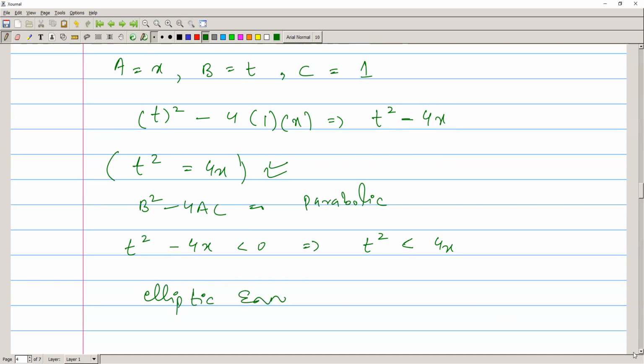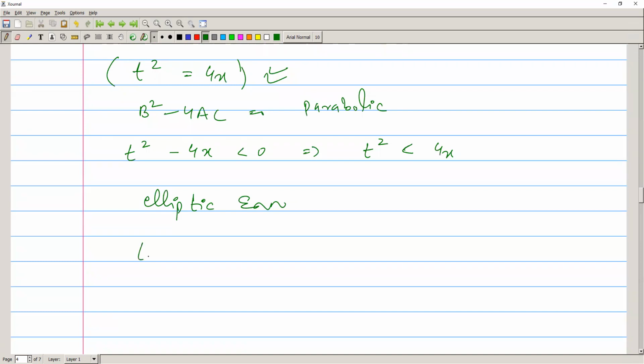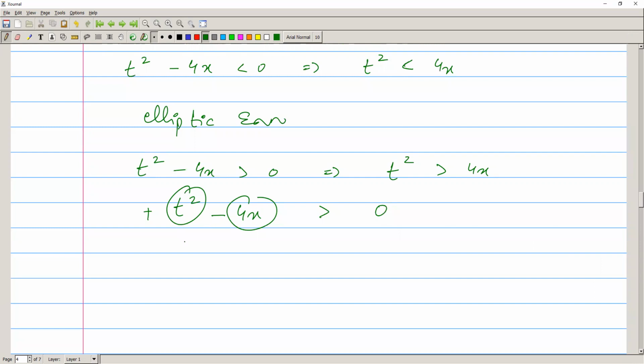All right. And then if t squared minus 4x is greater than 0, this implies that t squared is greater than 4x. So if t squared is greater than 4x, this value is greater than this value, so it will always be greater than 0. So what does it mean? It means that this will be a hyperbolic PDE.